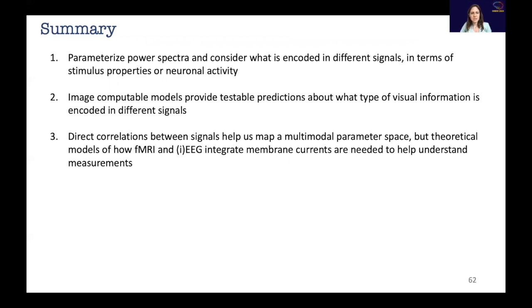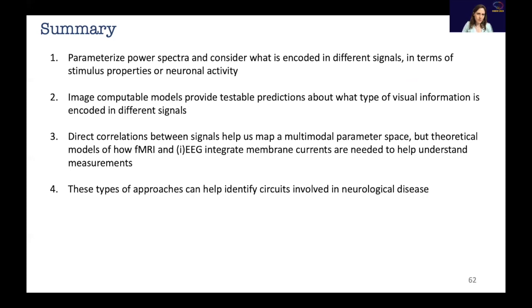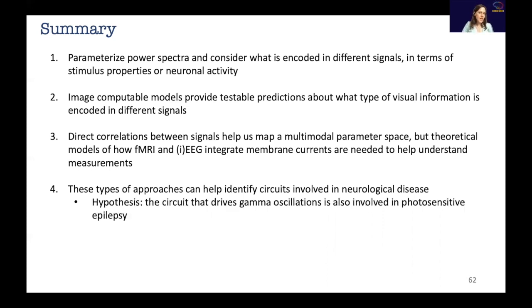Direct correlations between signals help us map this multimodal parameter space of our different signals that I showed you. And we need theoretical models of how fMRI and intracranial EEG integrate membrane currents to help understand our measurements. These types of approaches, where we ask what is encoded in each signal, can help identify circuits involved in neurological diseases and help us develop new testable hypotheses, such as that the circuit that drives gamma oscillations is also involved in photosensitive epilepsy.